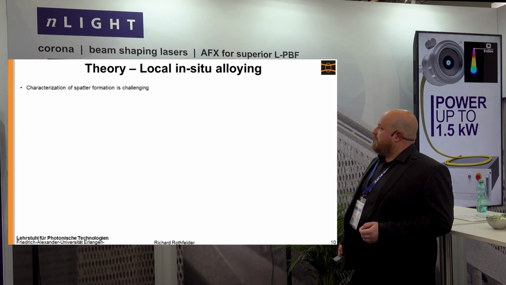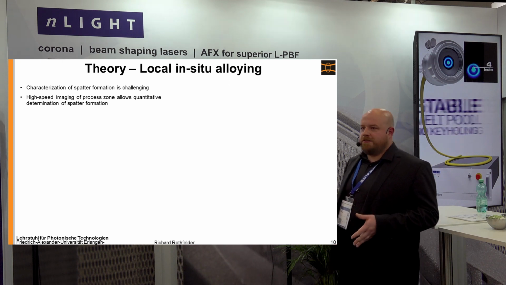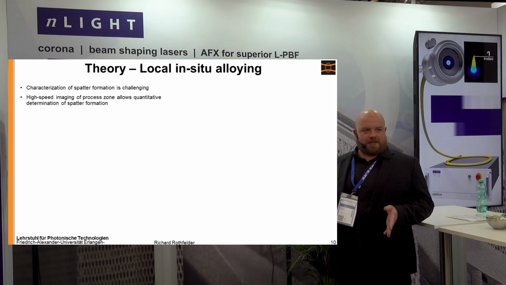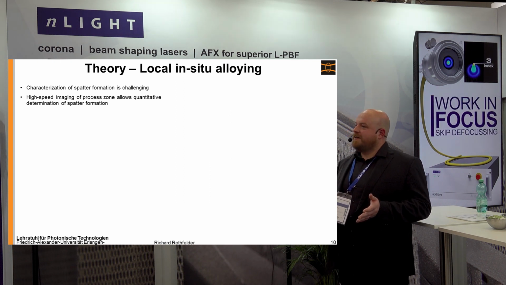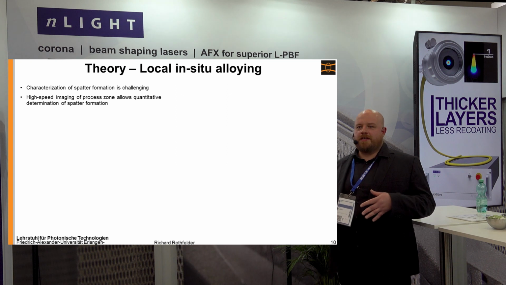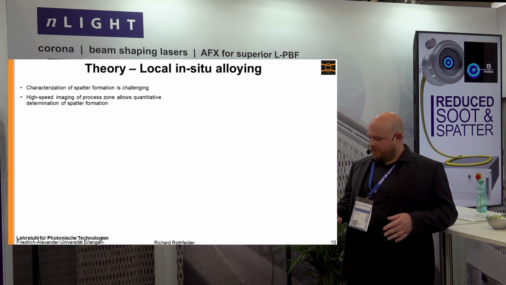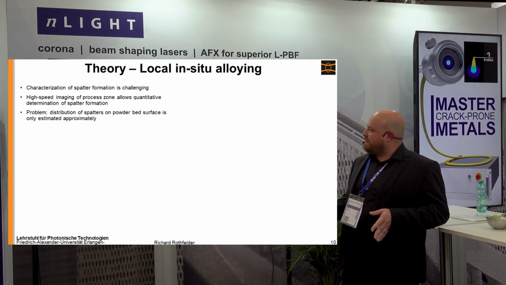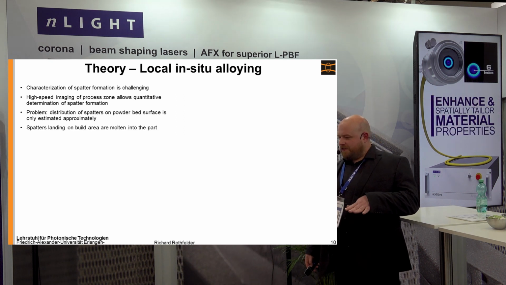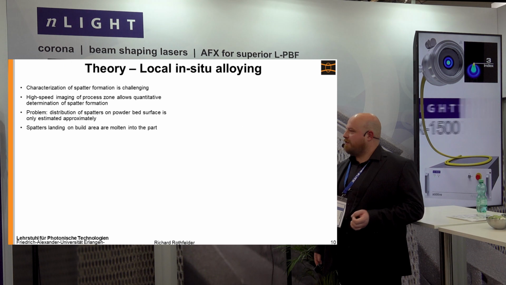The characterization of spatter formation itself is challenging. Normally, we do it via high-speed imaging of the process zone, which allows a quantitative determination of how much spatter leaves the process zone, but you don't know where they land. And they can create void defects, but it's hard to say where this specific one originated. So it's hard to get any information on your process strategy considering your defects, when the distribution of spatters on the powder bed surface is only estimated approximately. And when the spatters land on the surface, they will be completely molten, so we won't be able to find them later on when we do a normal analysis by cross-section.